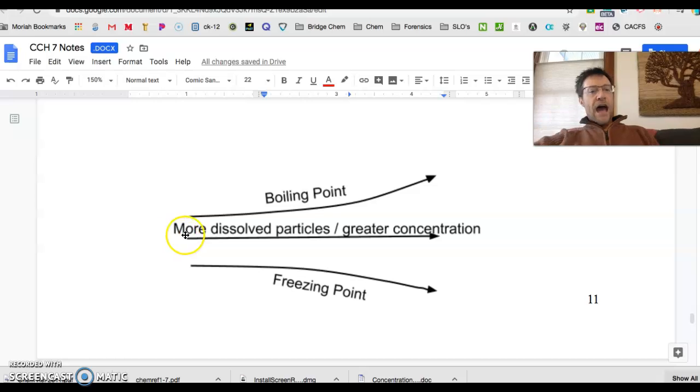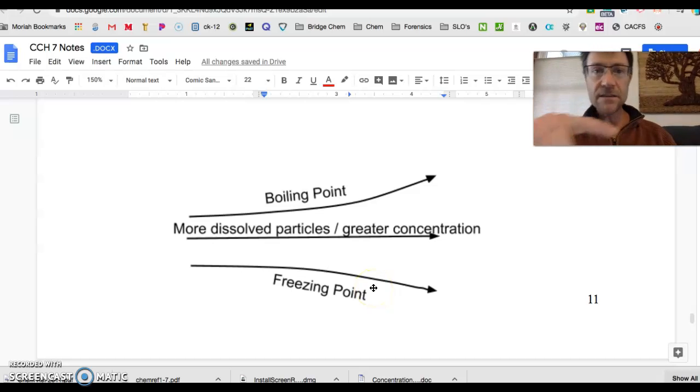So look, as you move to the right and you get more and more dissolved particles, you have a greater concentration. That means that the boiling point gets higher and higher and higher, right? So whatever situation gives you the most dissolved particles, or the greatest concentration, it will give you the highest boiling point and it will give you the lowest freezing point.